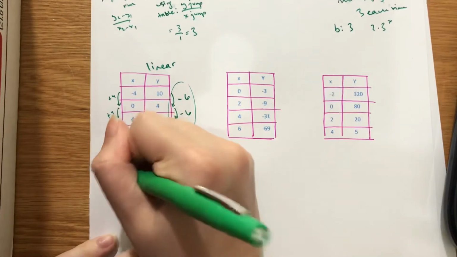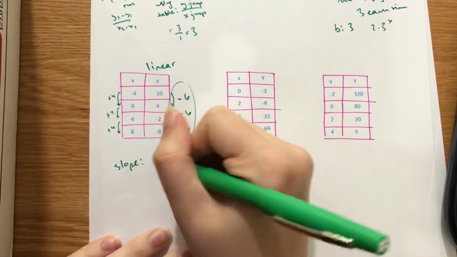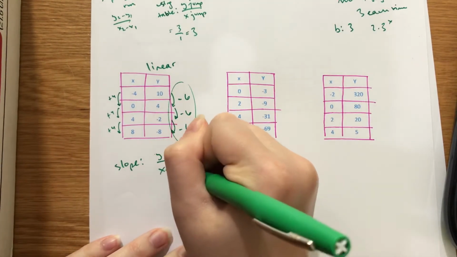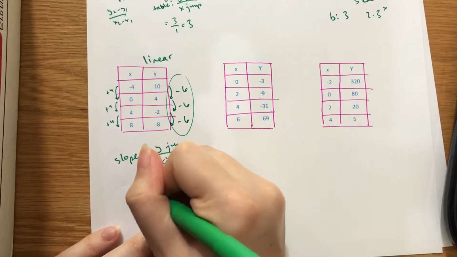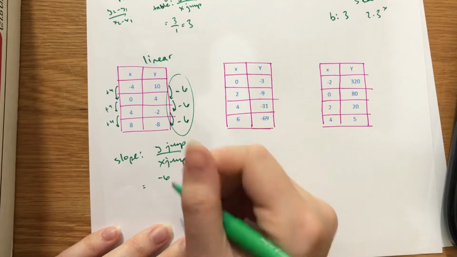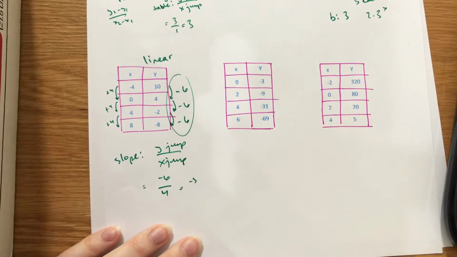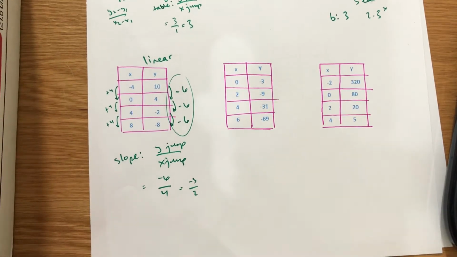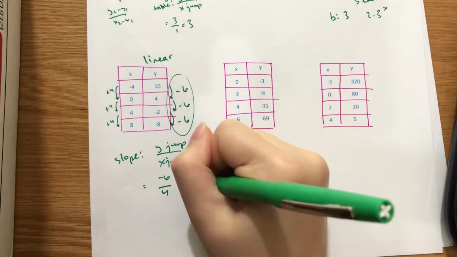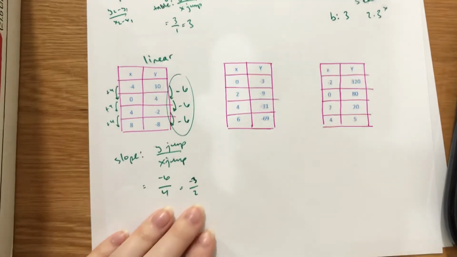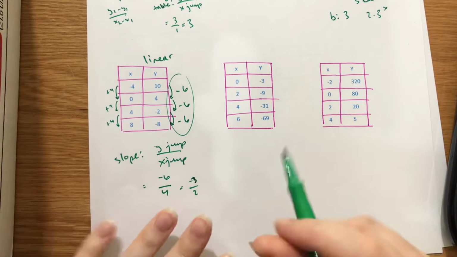If you wanted to find slope real quick, it's the y jump over the x jump. So in this case, your slope would be -6 over 4, which if you reduce it would be -3/2. You don't have to reduce it. I'm not looking for a reduce, but you know, if you want to. So this one's linear. We can find the slope. Let's try the next one.